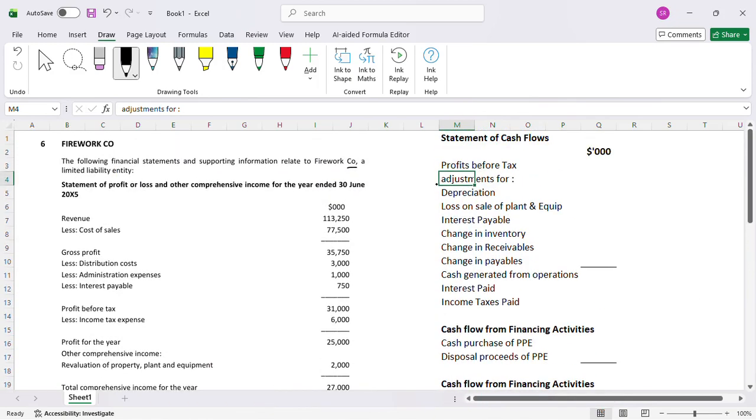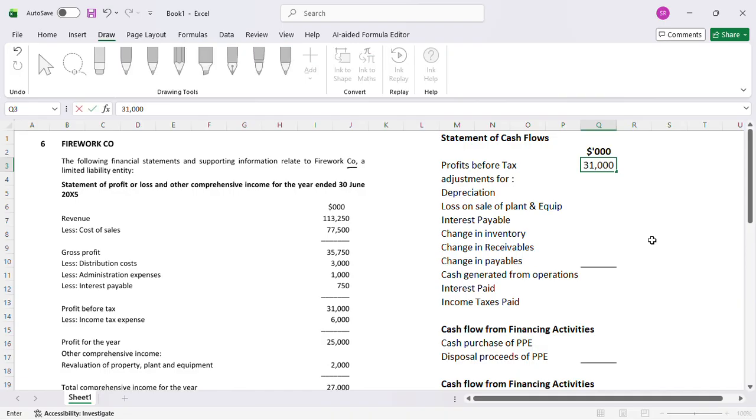Now, in the exam, these will be given to you. So all we need to do is enter the figures and you are marked if you get the figures correctly. So we start with profits before tax, and the profits before tax, well, 31,000. We're working in thousands.